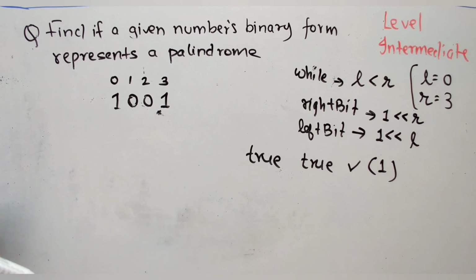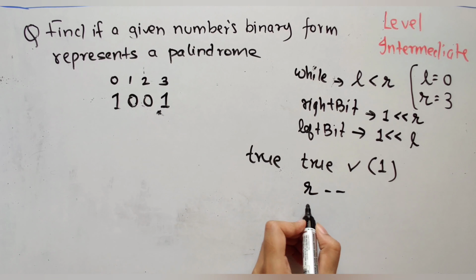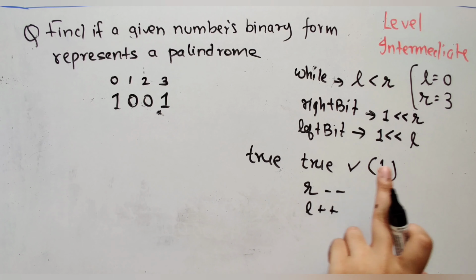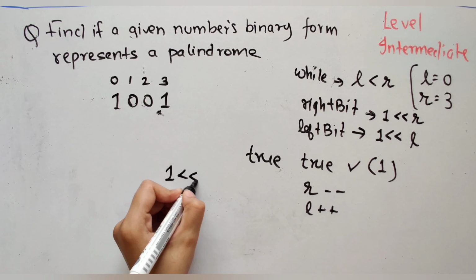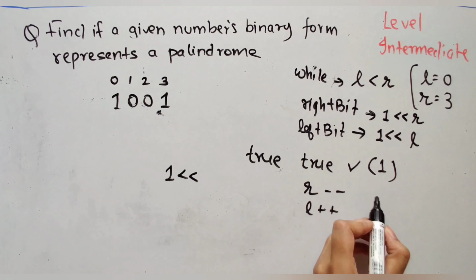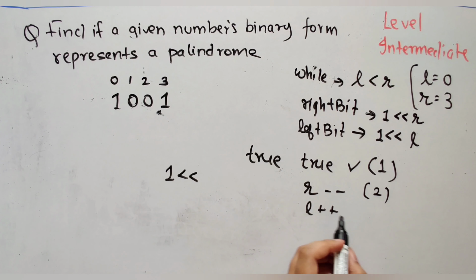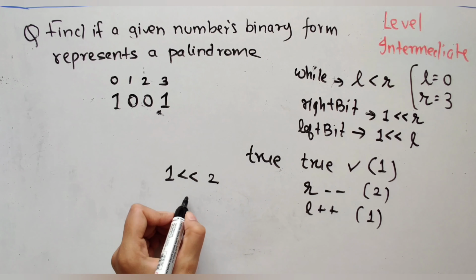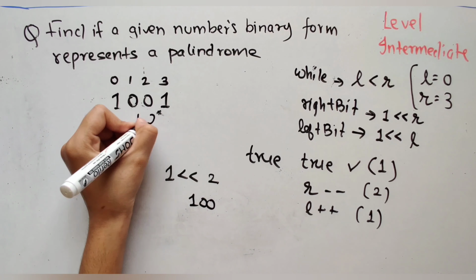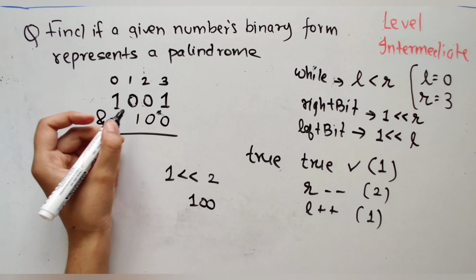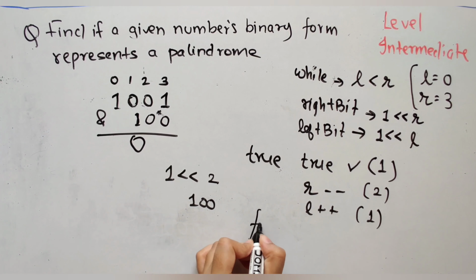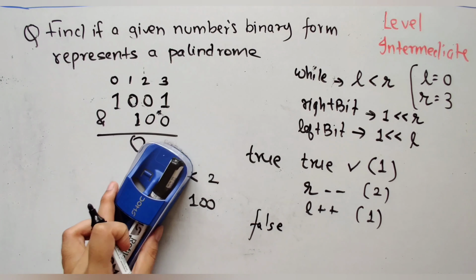Now, while both the conditions are true, I'm going to do r minus minus and L plus plus. Okay. Alright. So again now I need to do 1 left shift r times. My value of r was 3, now the value of r is 2. Okay. And the value of L will be 1. Okay. So 1 left shift 2 times. What is that going to give me? It's going to give me 1 0 0. So 1 0 0. And what if I do bitwise AND here? The value on top is 0, so the whole expression is going to give 0, so it's going to give false.